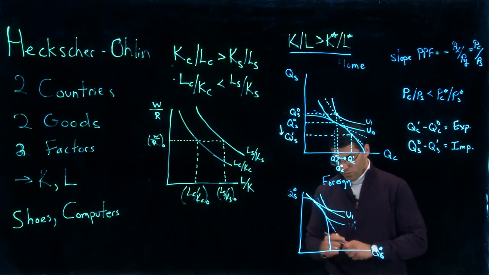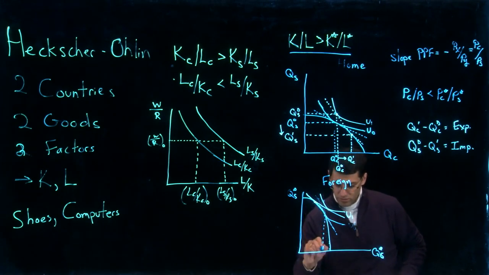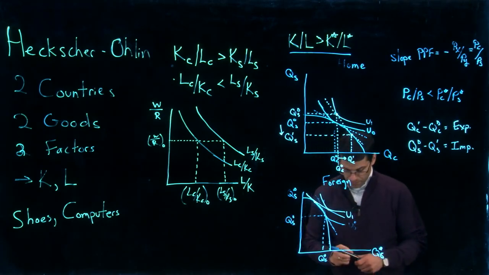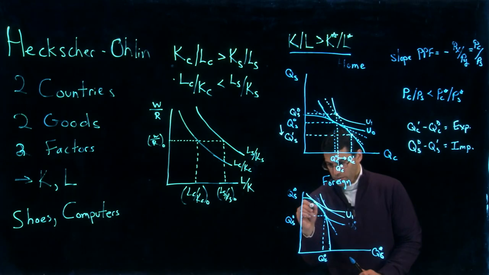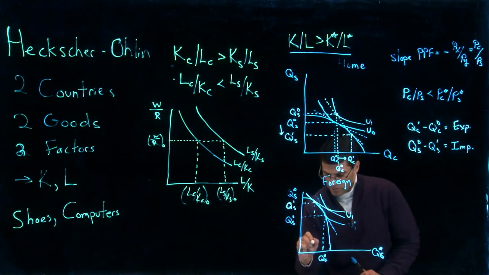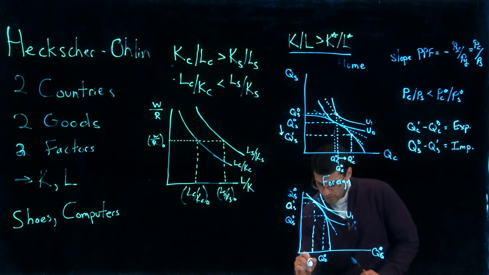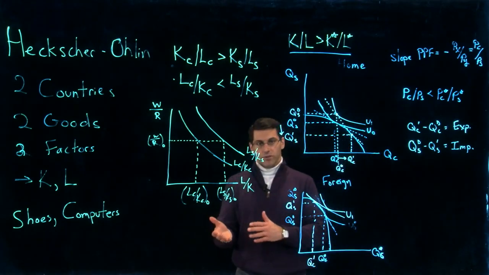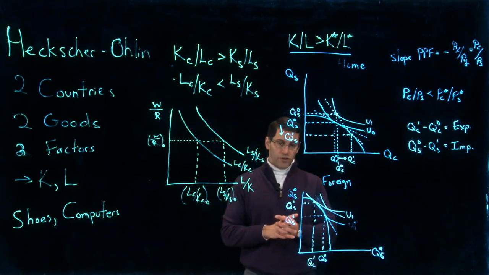Well, we notice that production shifts from QC0, QS0 for them, up to a point like here, QS1 and QC1. So their direction of specialization is the opposite from what we have for the home country. Shoe production is labor intensive, and the foreign country is labor abundant.